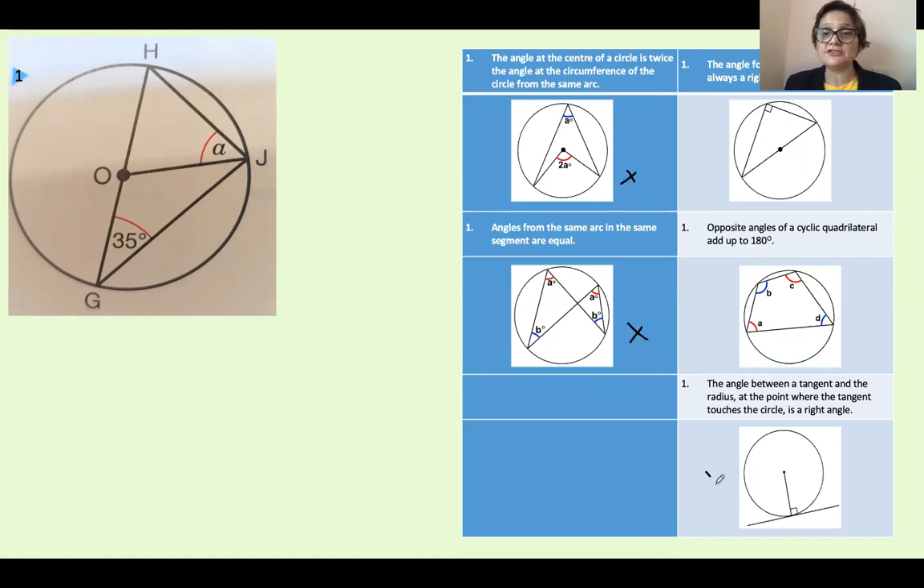And there's no tangent, so definitely not this one. I'm not dealing with any cyclic quadrilaterals, so definitely not this one. So put a cross out. This is the theorem I'm going to use. Okay, I can see the angle that is formed in a semicircle, and I can see the diameter right there.